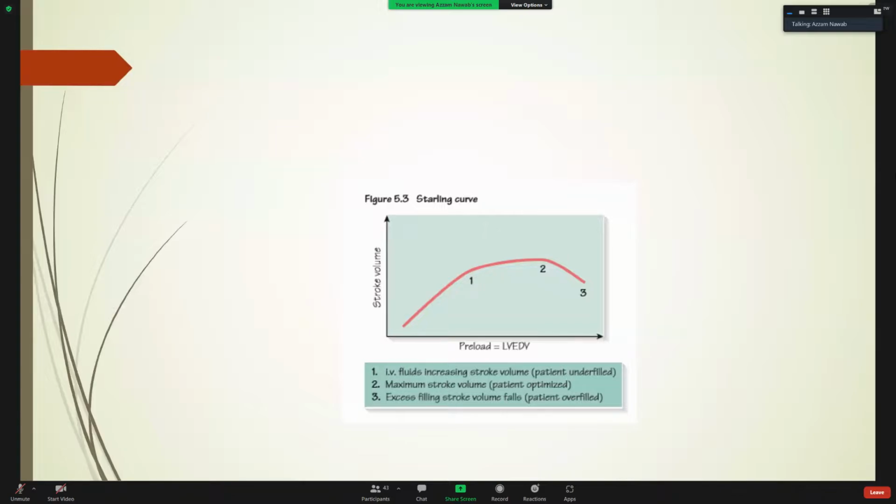This is the Starling curve I mentioned just before. The y-axis shows us the stroke volume, and the x-axis shows us the left ventricular end diastolic volume, which is the preload of the patient.